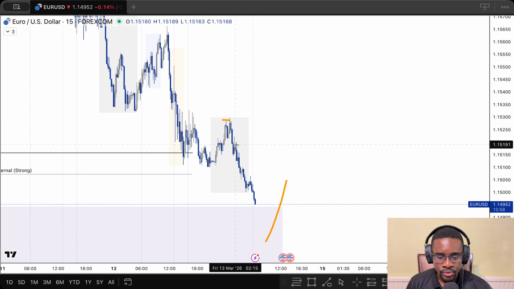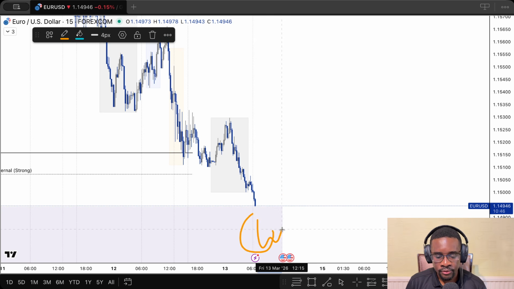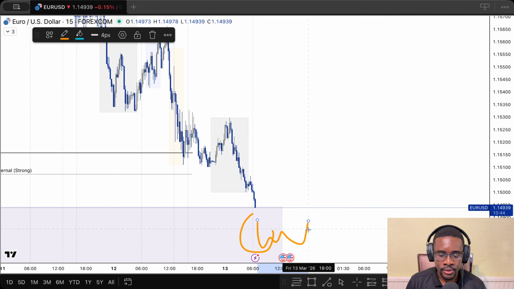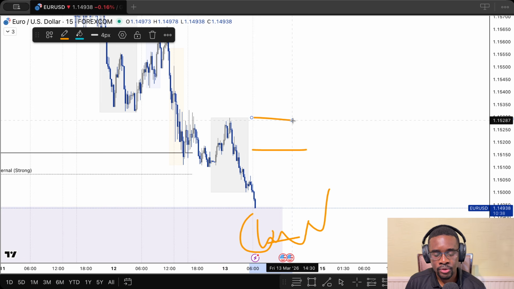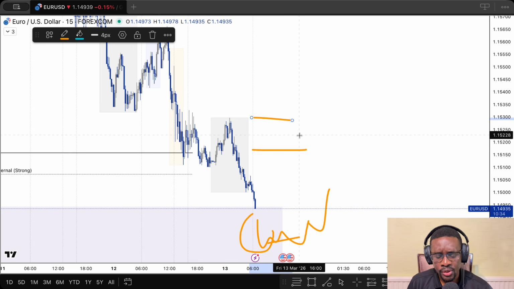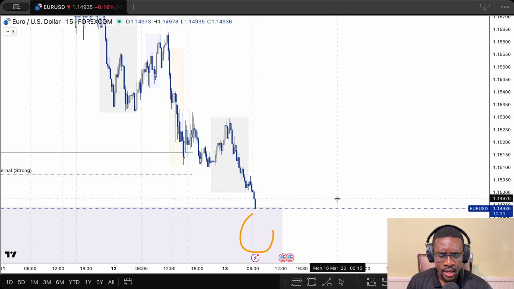So there is no structure really to look at to say, okay, you would want to focus on. So in the meantime, I think I'll be looking mainly at if price mitigates this, and then if I get any confirmation on the lower time frames, then I'll start looking for longs, maybe towards the mid-range of Asia or towards the top, the Asia high.